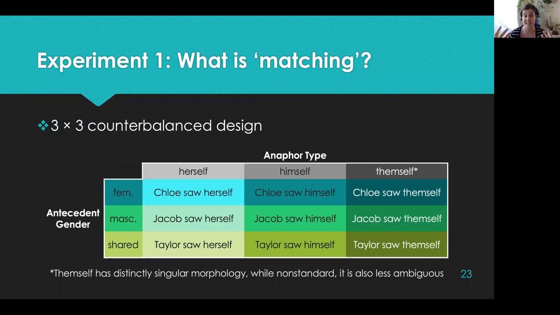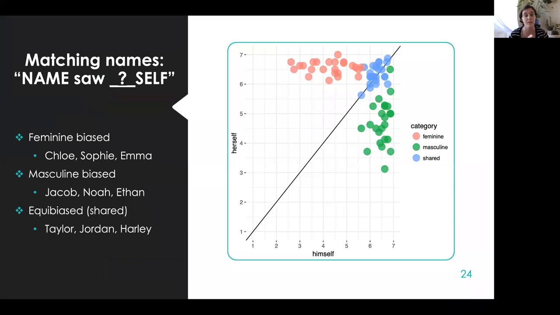So I chose themself here as well, because it's got distinctly singular morphology, so it's less ambiguous. And so here are some of the results. I asked people to rate sentences of the sort, name saw blank self. So Chloe saw herself for the feminine names, Jacob saw himself for the masculine names, and Taylor saw themselves for the shared names.